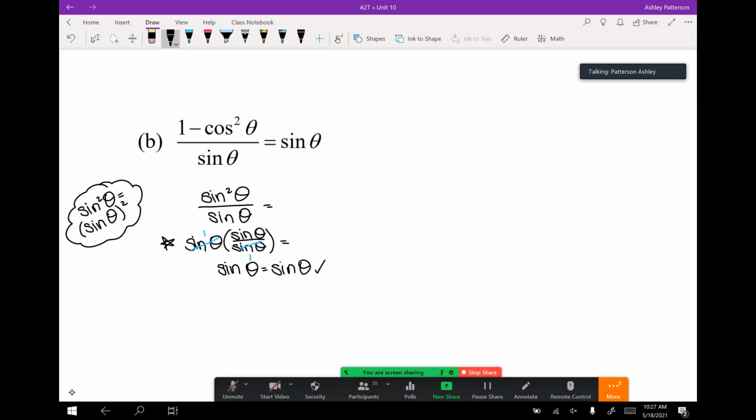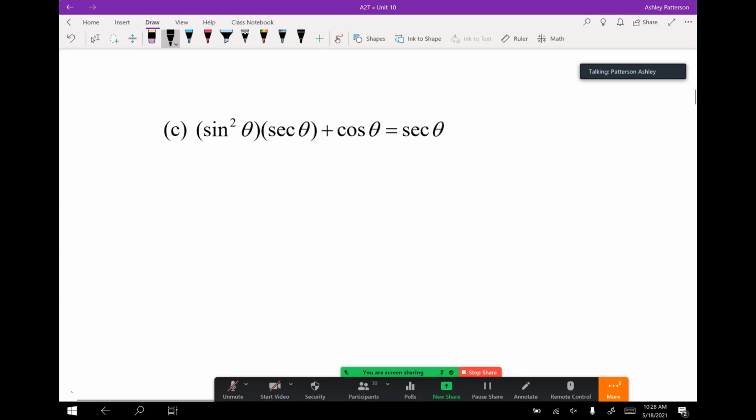All right, example C. Sine squared theta times secant of theta plus cosine of theta is equal to secant of theta. Again, I am going to choose to work with the left side. It's just happenstance that we're working with the left side, you can work with the right. And my goal is to get secant of theta, which I'm thinking is 1 over cosine in its reciprocal form. So let's change secant and see where that leads us.